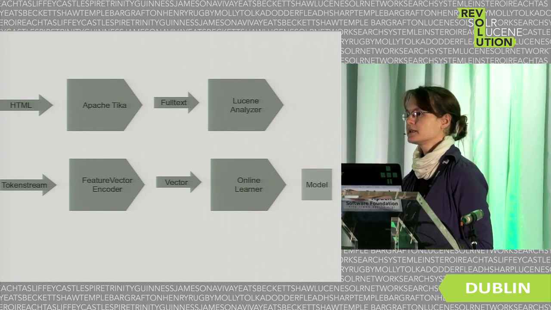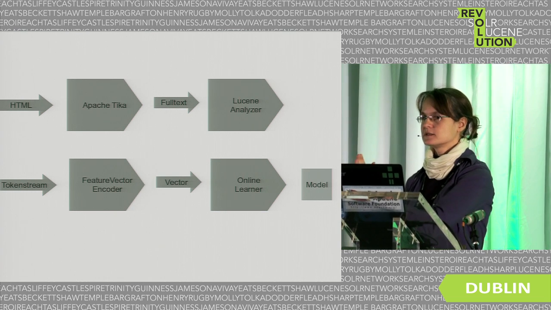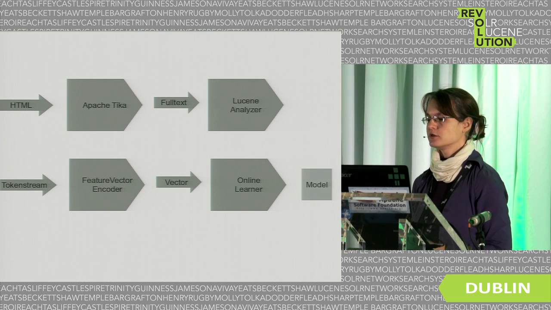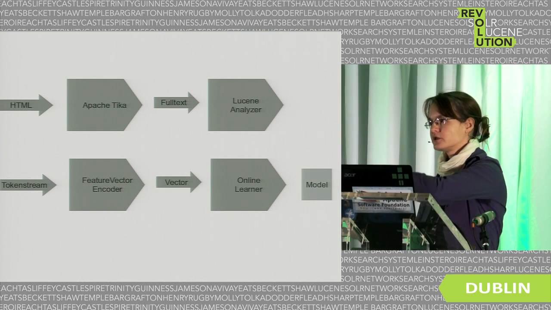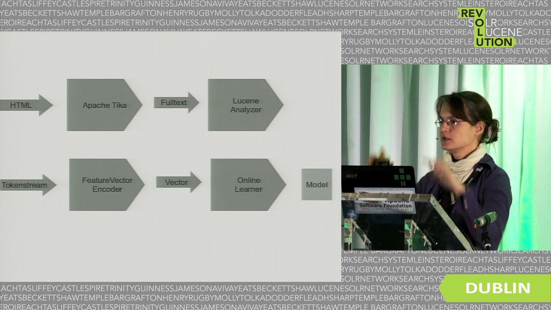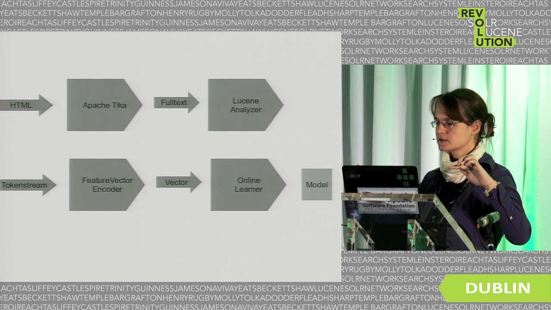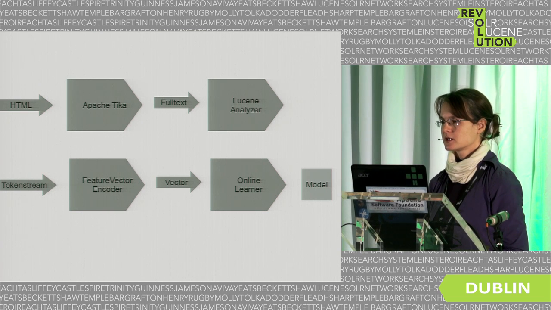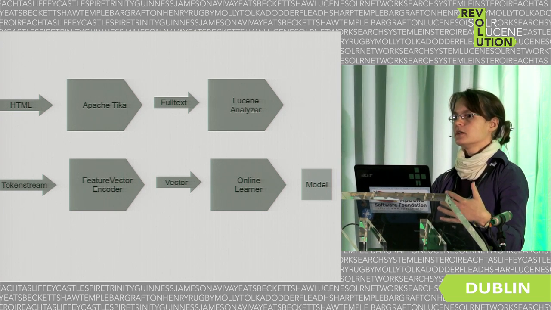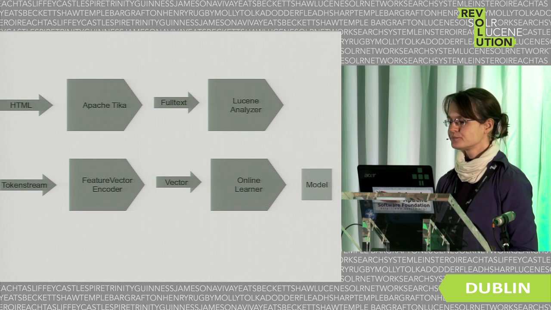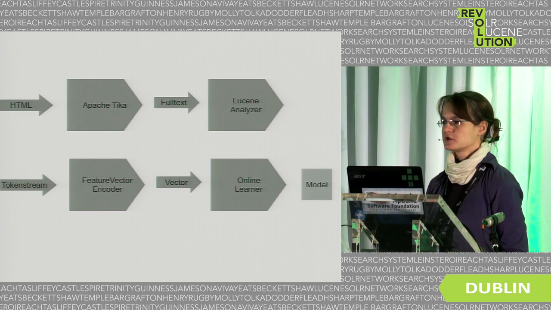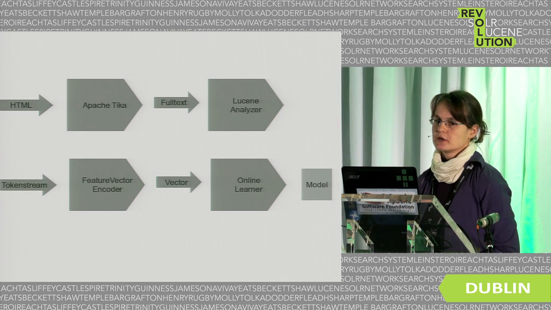So what your workflow will look like is something like that. You get text from anywhere. You feed it into something like Apache Tika in order to get really the plain text out of it. You take the full text, put it into a Lucene analyzer in order to split it into terms and tokens. You take that token stream, feed it into a Mahout feature vector encoder in order to generate vectors from these tokens. You take the vector, feed it into an online learner in order to train the model, and there you go, you're done.